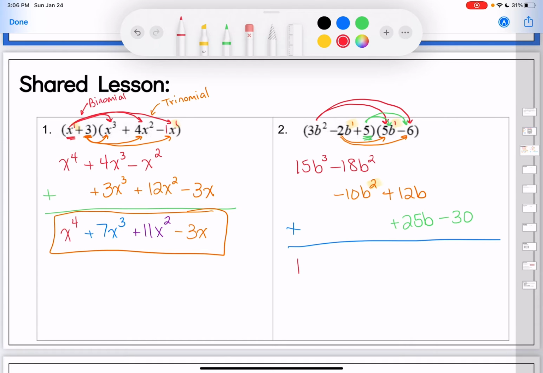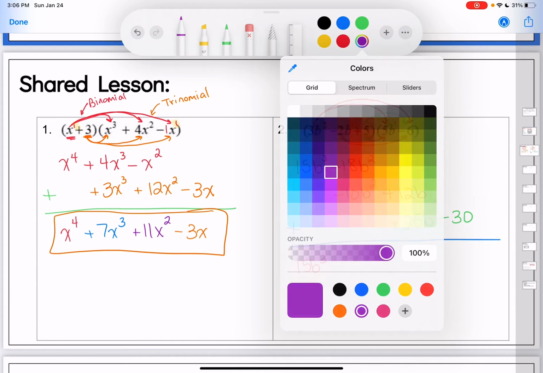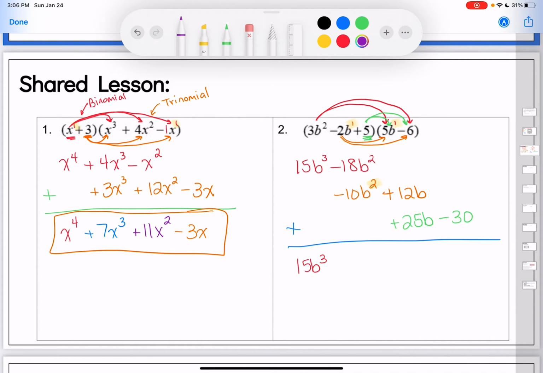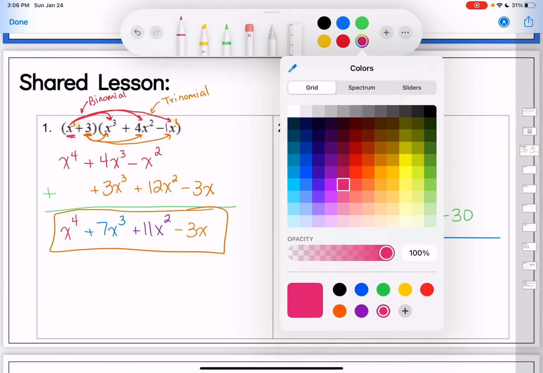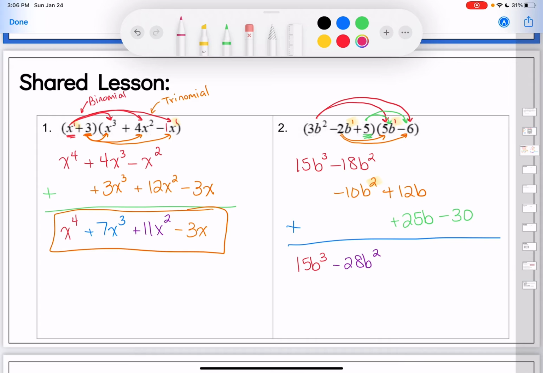15b to the third, nothing to combine with, stays how it is. I have negative 18b squared and negative 10b squared gives me negative 28b squared. 12b and 25b, I get 37b, and nothing to combine the negative 30 with. 3, 2, 1, 0, my terms are in degree order, so I'm in standard form.